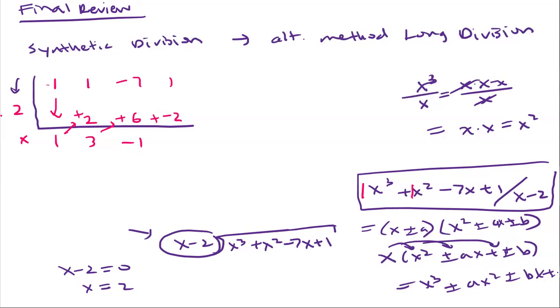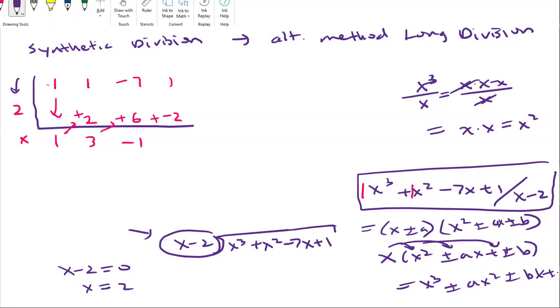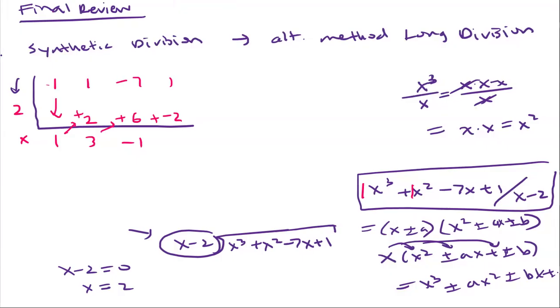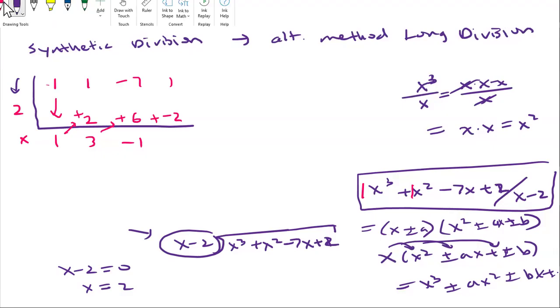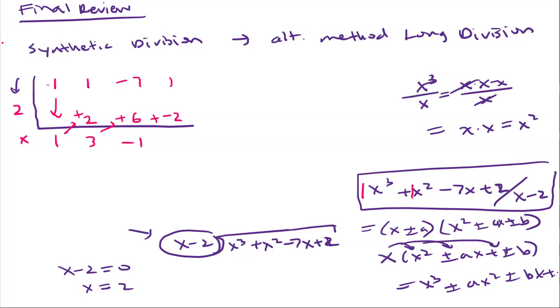Oh shoot, I'm going to change this for a second. I miswrote something here. This is actually supposed to be 2, not a 1. Everything else is right, except that last number there. So this number is 2. I just miswrote it.